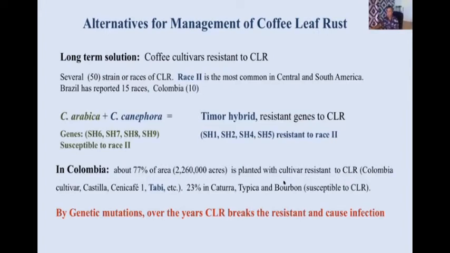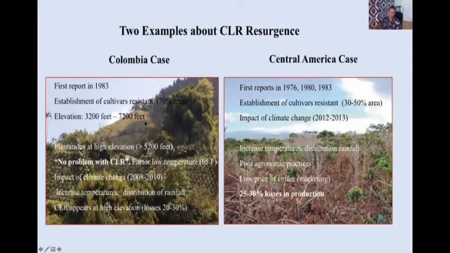There are two examples of what happened recently in Colombia and Central America. In Colombia, we had the report in 1983, with coffee planted between 3,000 and 7,000 feet elevation. Normally, in coffee plantations higher than 5,000 feet, we don't have the problem. By the way, this is one of my coffee farms in Colombia, my family coffee farm. I remember we didn't make much effort to control the disease because we were at about 6,000 feet elevation.